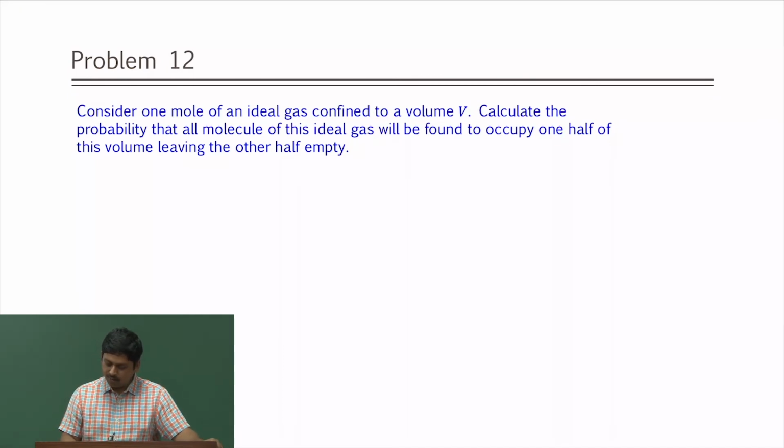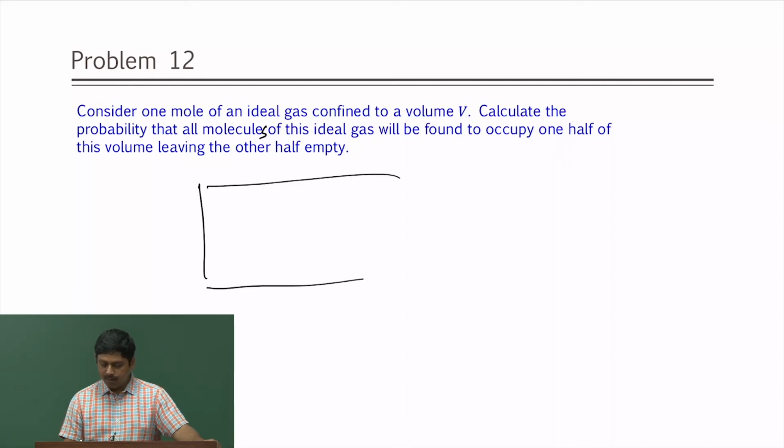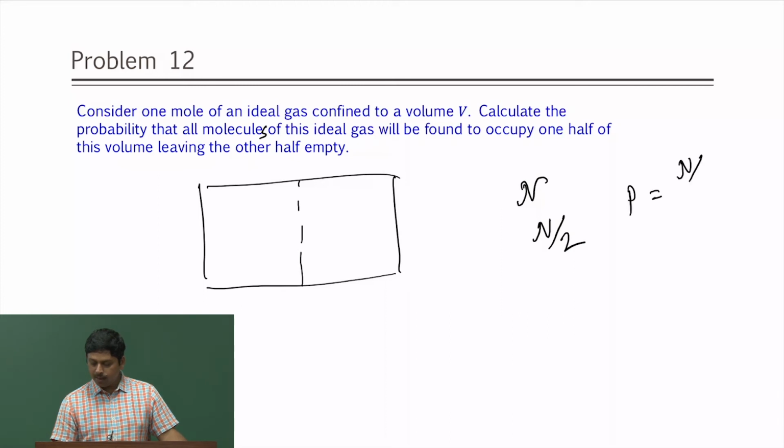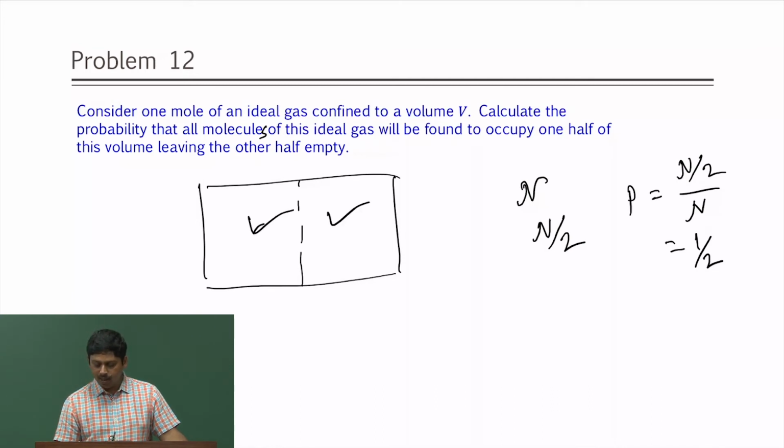Consider one mole of an ideal gas confined to a volume V. Calculate the probability that all molecules of this ideal gas will be found to occupy one half of the volume, leaving the other half empty. Now, the particle can be anywhere in the box, right? If I break this volume into n number of possible places, then only in n by 2 can the particle be there, in the other half it will not be there. So, the probability is n by 2 by n, or half. So, for every particle, whether it will be on this half or that half is given by a probability half.